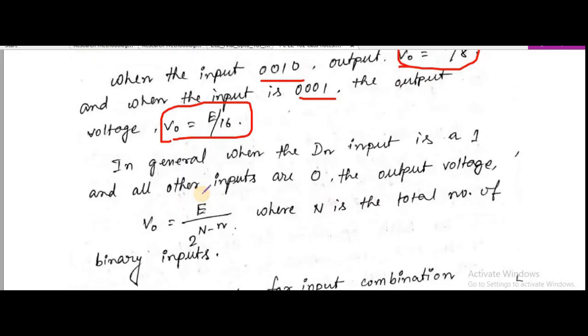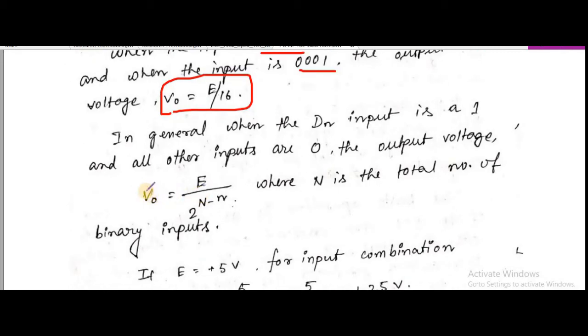So in general we can say that for n bit data, the V0 will be E by 2 to the power capital N minus small n. This capital N is the total number of bits. Okay, and the small n is the bit position which is basically 1, the bit position corresponding to 1.